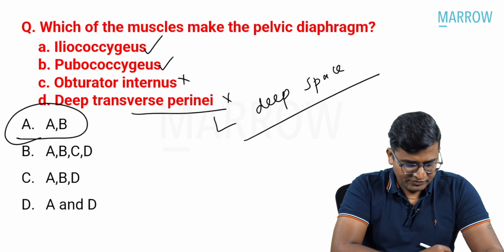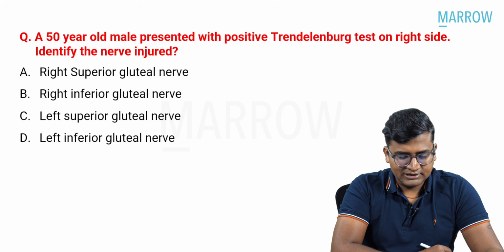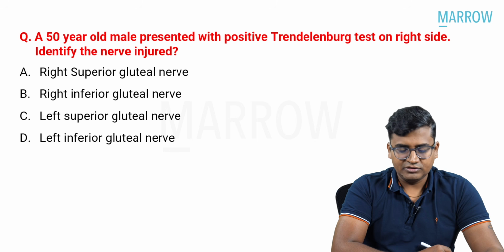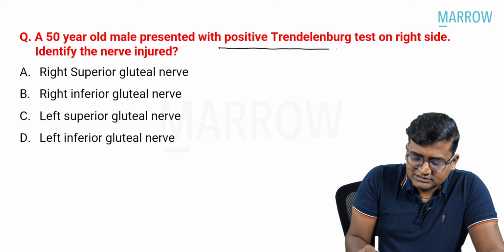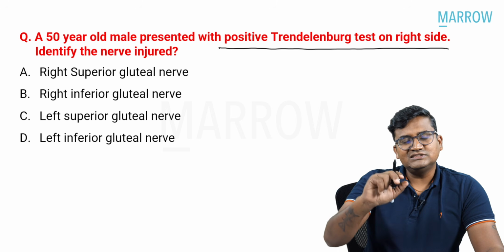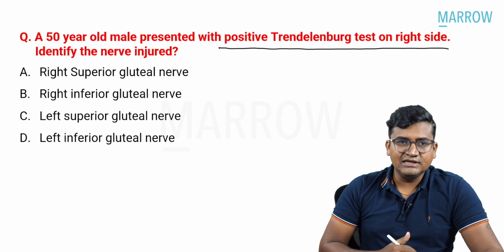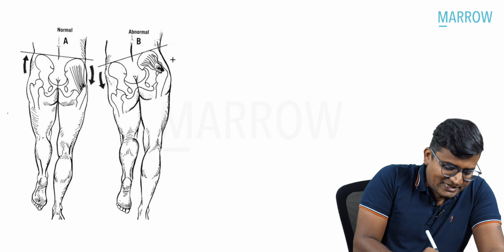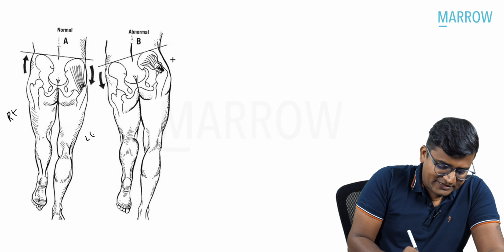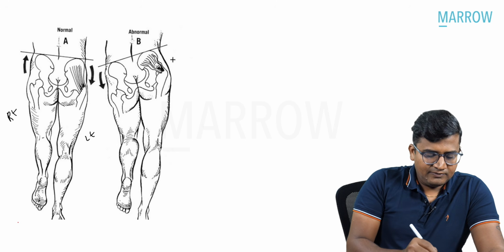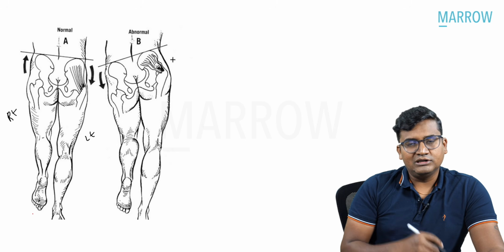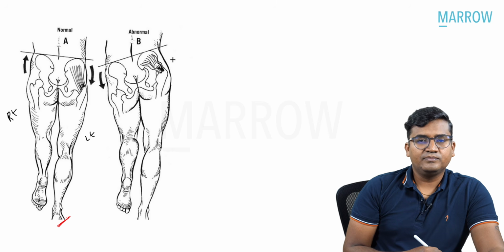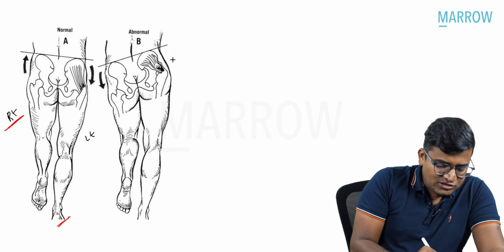So see the next question. A 50-year-old male presented with a positive Trendelenburg sign on the right side. Identify the nerve injured. So positive Trendelenburg's test on the right side means the pelvis is sinking on the right side, and they're asking the injured nerve. Now see the diagram. For example, this side I'm writing as right side and this is left side. Now right side is not supported to the ground. The patient is lifting the right leg. Now left side is supported to the ground.